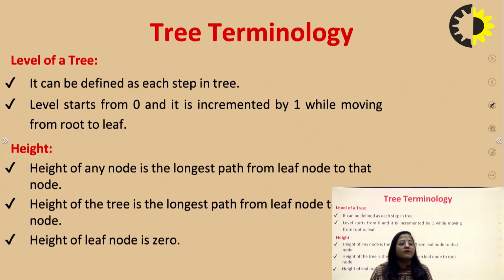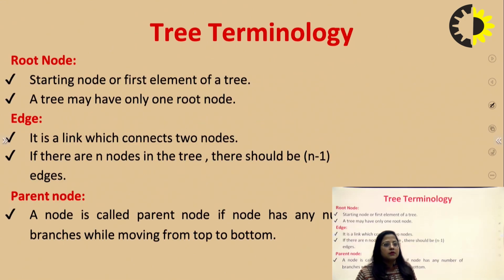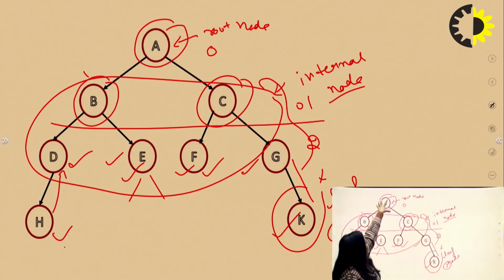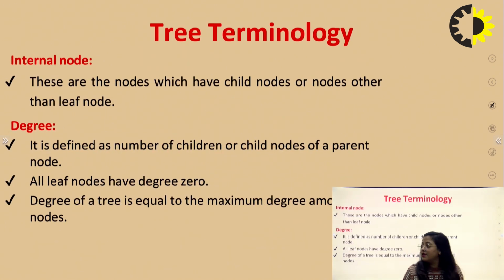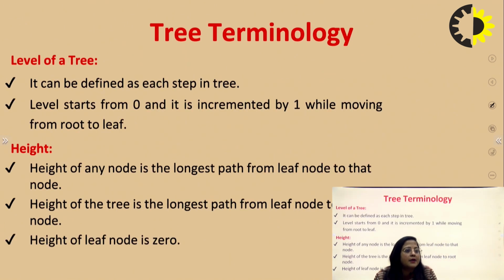Now comes the level of a tree. As I discussed in the last slide, there are different levels. The root node always lies at level 0. Now comes 1, then the second, and this one is the third. So 0, 1, 2, 3, these are the 4 levels. So what is a level? It can be defined for each step in a tree. Level starts from 0 and is incremented by 1 while moving from the root to the leaf node.